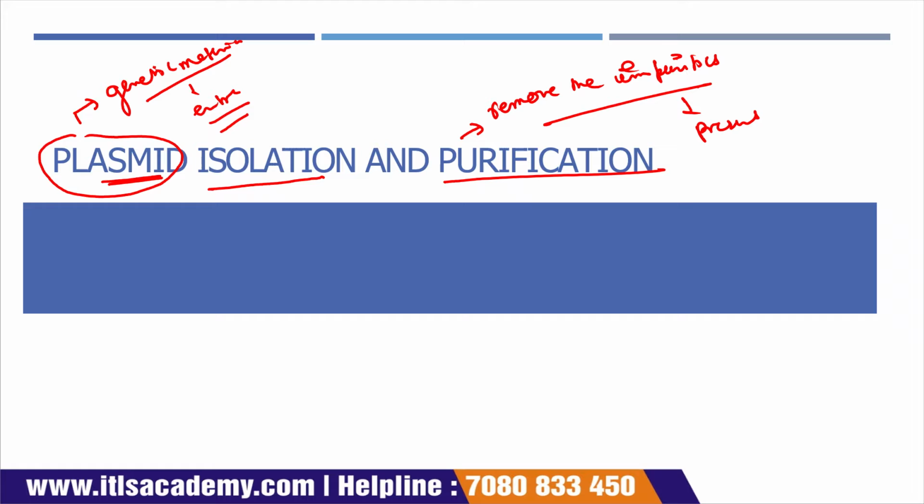present in it. We all know that everything contains impurities. So the plasmid that we are choosing also contains impurities. We have to remove those impurities, then we get proper genetic material.